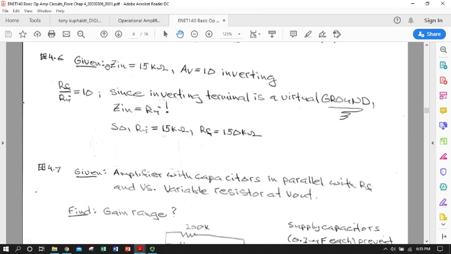Okay, have another example here. Somebody tells us that we've got an amplifier with a 15 kilo ohm input impedance, and we have a gain of 10 inverting. So right here, inverting means we've got our signal going into the inverting terminal. And we're presuming that this is a voltage amplifier. So we're going to have the same kind of general design that we had before, but how do we deal with this?